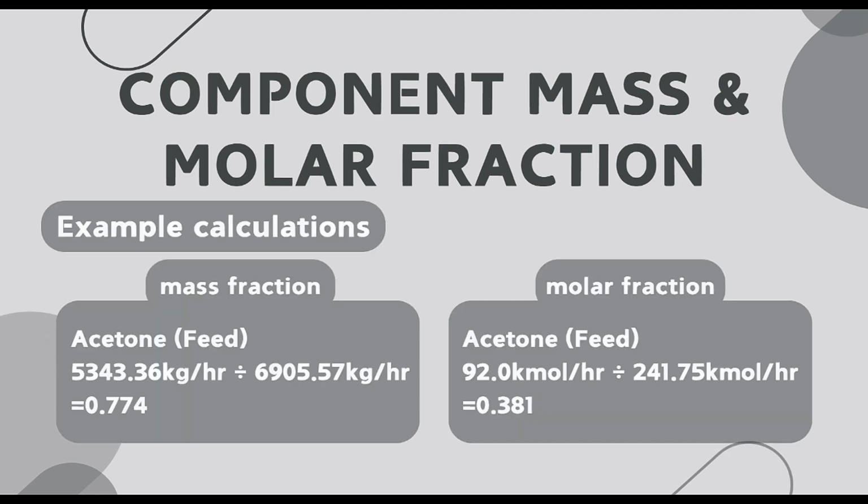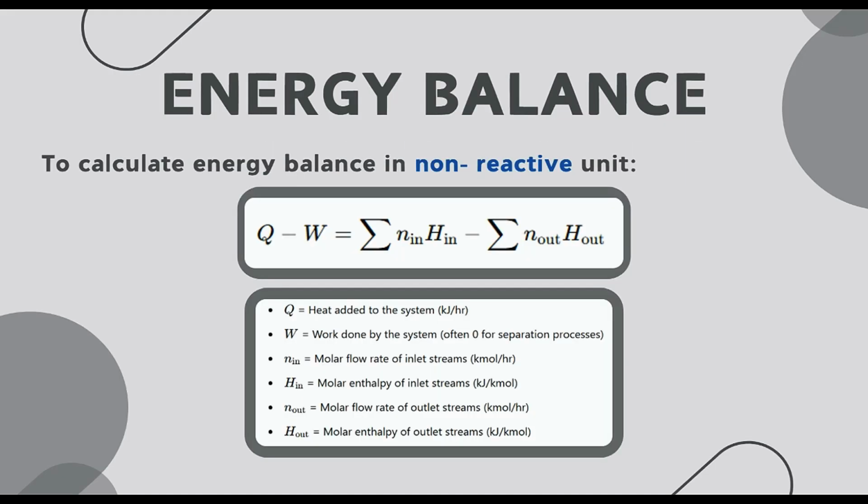For example, in our feed stream, acetone has a mass fraction of 0.774 and a molar fraction of 0.381, and the calculations are provided here in the slides. These values will help us understand the composition of the feed entering the separation column. Next, we will talk about the energy balance in a non-reactive unit.